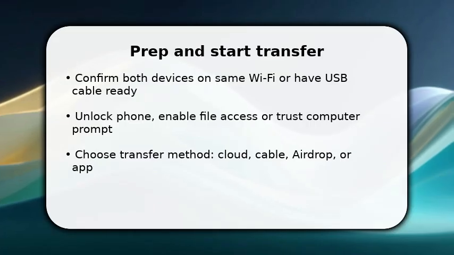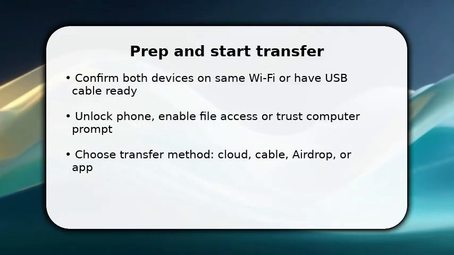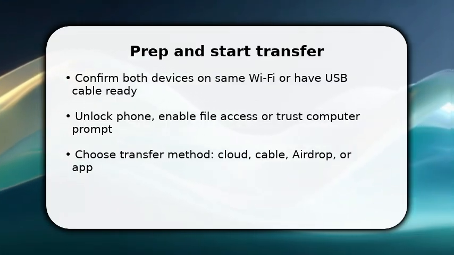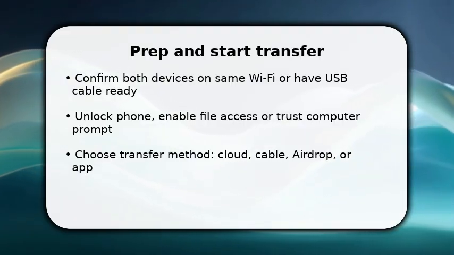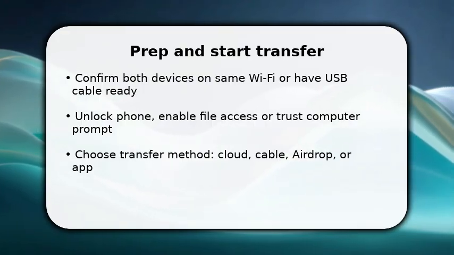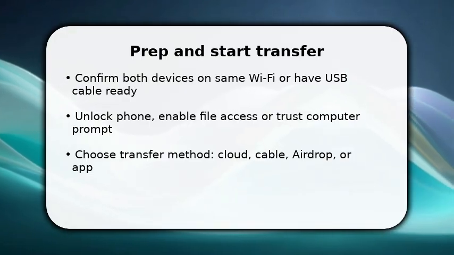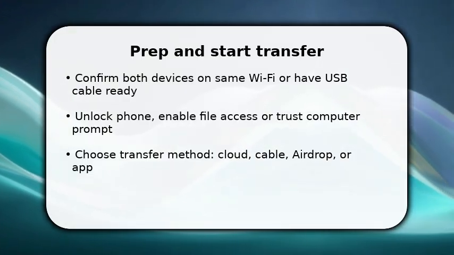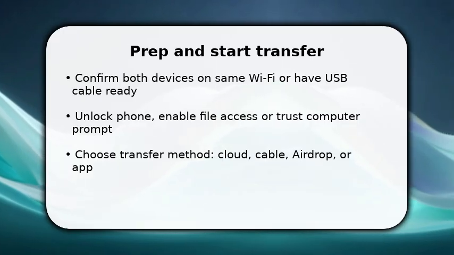Enjoy the video. You begin by making the connection. Put your laptop and phone on the same Wi-Fi or grab a USB cable. Once done, unlock the phone and accept any trust or file access prompts so the computer can see it. Next, open the transfer method you picked, Cloud Drive, AirDrop, or a file transfer app, and sign in if needed. You do this first so the devices can talk, otherwise the files won't move when you start sending pictures.